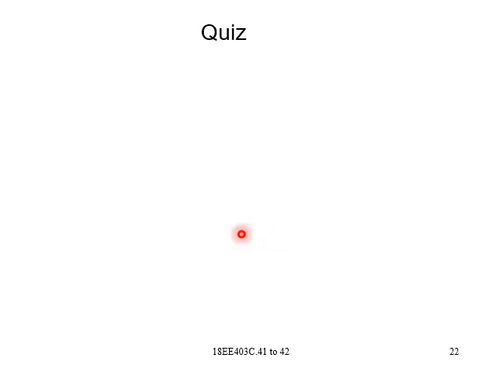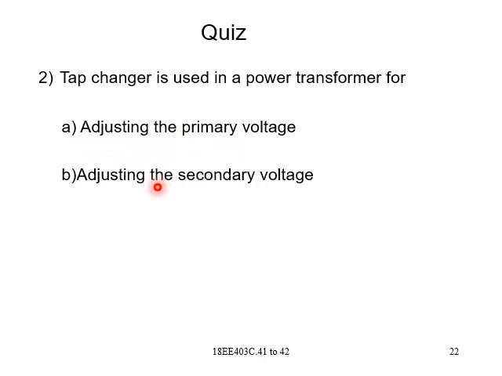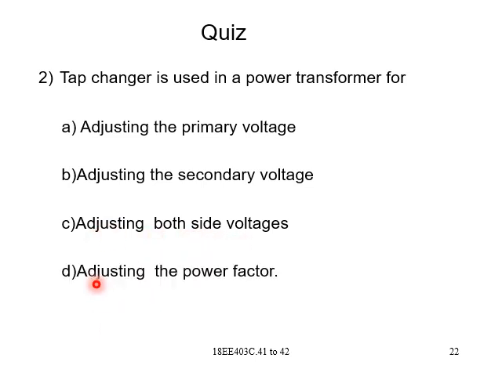Going on to the next question. Tap changer is used in a power transformer for adjusting the primary voltage, adjusting the secondary voltage, adjusting both side voltages, adjusting the power factor.